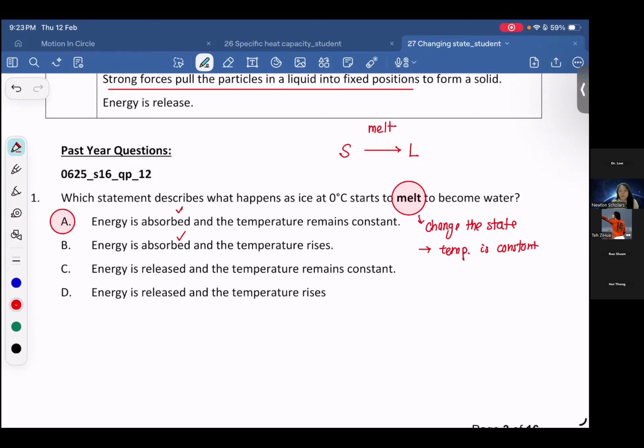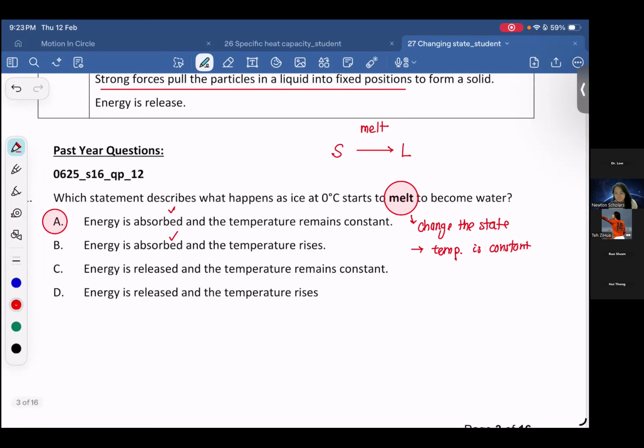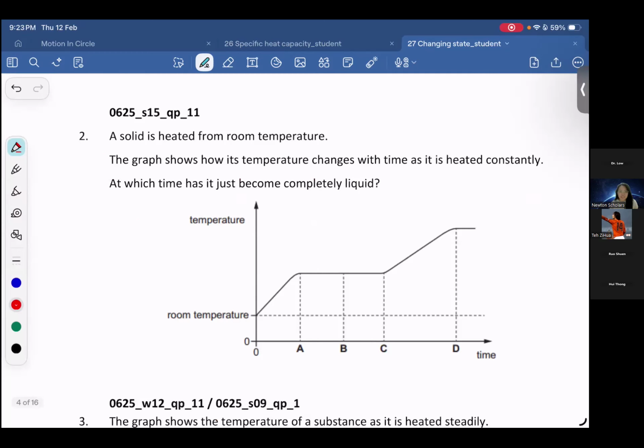So what question number 4? Page number 4. Can we go to page number 4? Okay, Daniel, okay. So the rest of you are okay? Can I move? Okay, okay, dear.